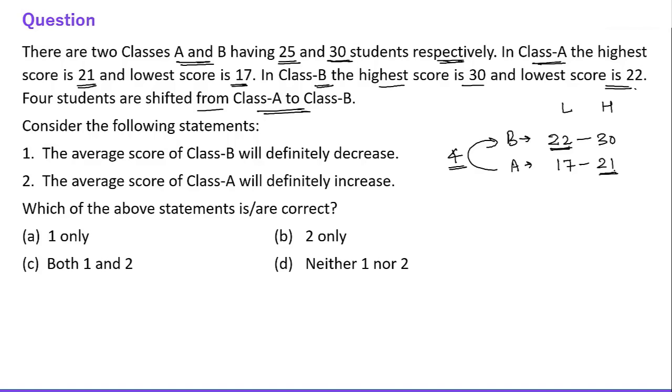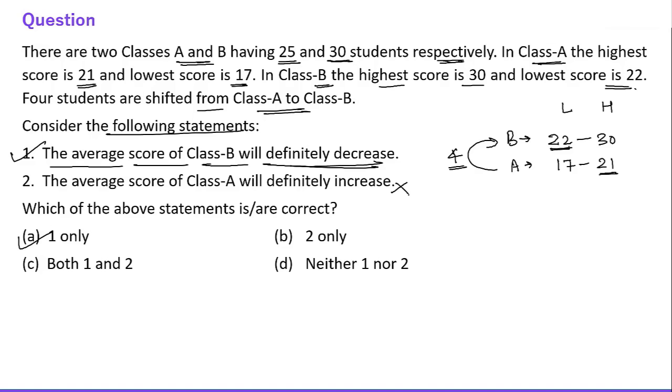Right. So consider the following statement. The average score of class B will definitely decrease. Yes, it is the correct answer. Right. So the question is saying which of the above statements is or are correct. So one only. And for the second statement, the average score of class A will definitely increase.